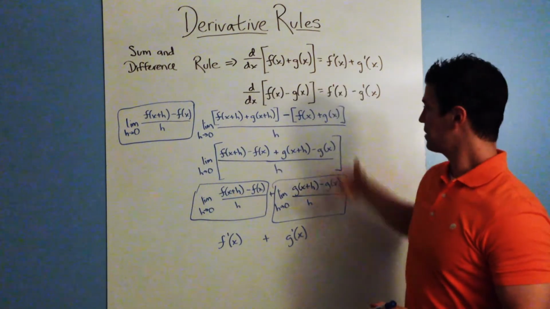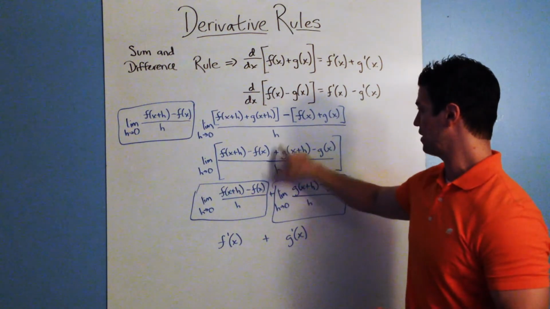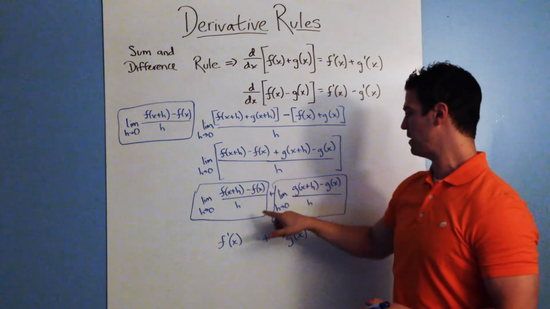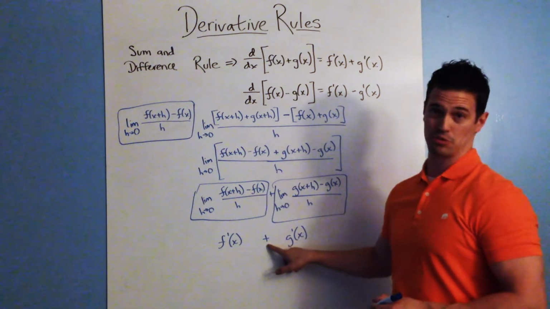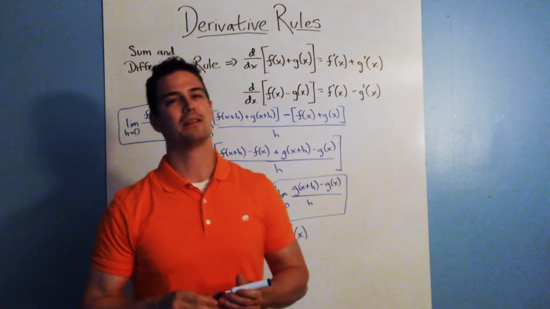Now, I'm not going to do the difference one because really it's the exact same thing, only the sign changes right here to a minus. So this would be a minus, this would change to a minus, and this thing right here would change to a minus, which would change this to a minus. So it's the exact same principle, exact same algebra, the sign just changes.